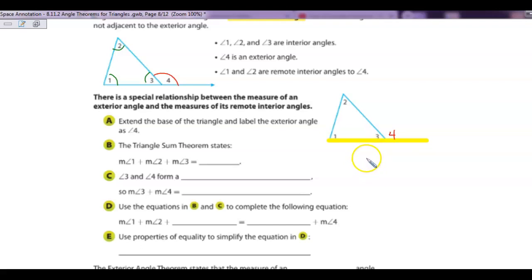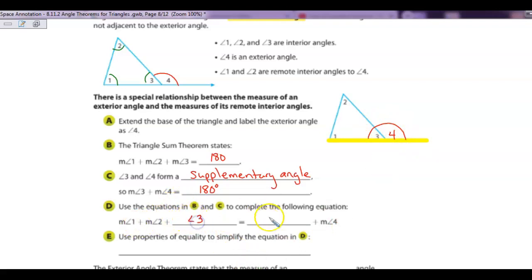We know from the triangle sum theorem that if I take angles 1, 2, and 3 and add those three angles together, I'm going to get 180 degrees. Angles 3 and 4 form a supplementary pair, so the sum of those two equals 180 degrees. So if angles 1, 2, and 3 equal 180, and 3 and 4 equal 180, the thing they have in common is angle 3. So the sum of 1 and 2 is the same as the measure of angle 4.